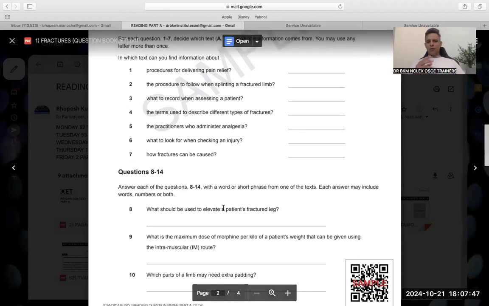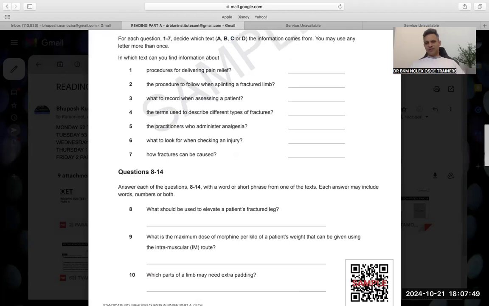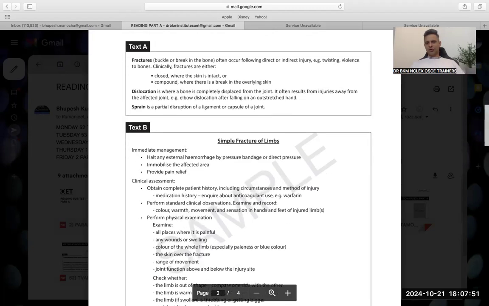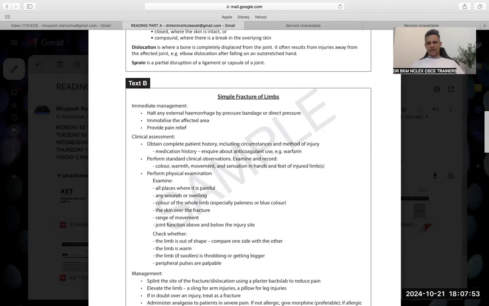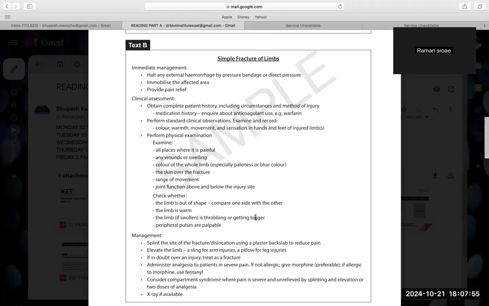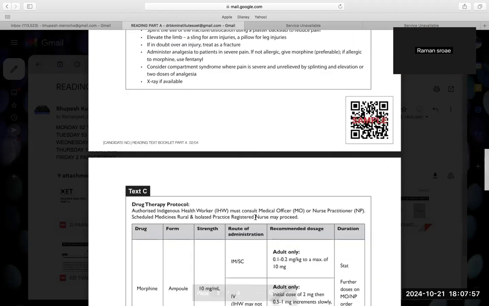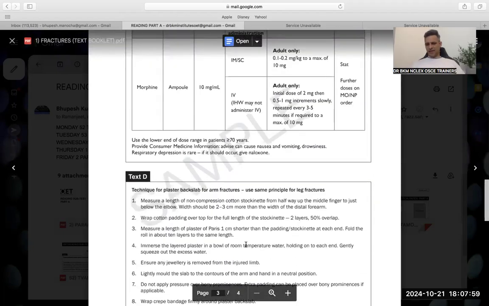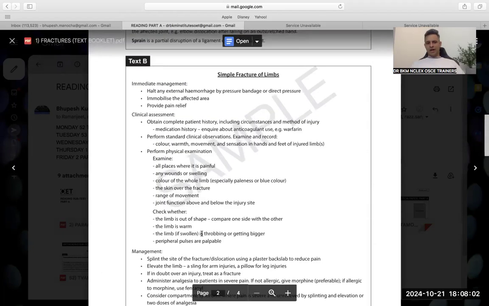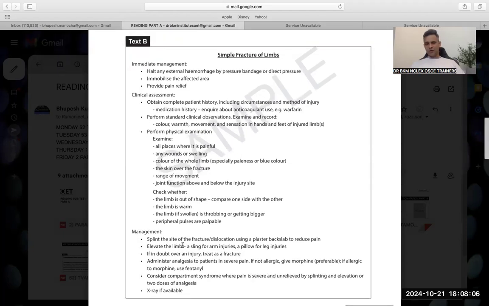Question number 8. What should be used to elevate a patient's fractured leg? Where should it be? What should be used to elevate a patient's leg? It can be D, sir, either in passage B or maximum in the D. Maximum in the D. But when we were doing that part, we could see that limb, lifting the limb, elevate the limb. What should be used? A sling should be used.